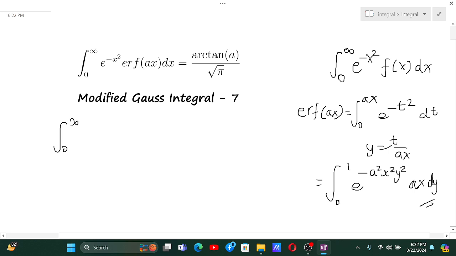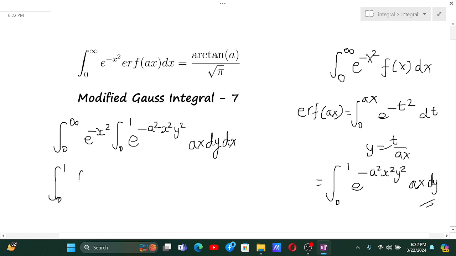Integral from 0 to infinity e to the power minus x square, integral from 0 to 1 e to the power minus a square x square y square ax dy dx. Now let's take this inside the integral and interchange both the integrals. Most of the time, interchanging integrals will make things simpler. And e to the power minus x square is common, 1 plus a square y square, and then this is ax dx and dy.